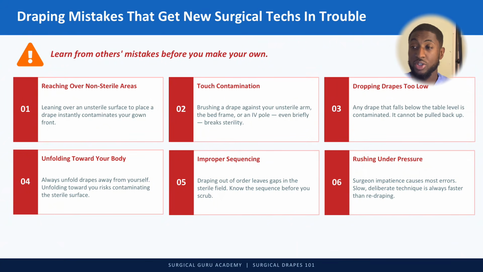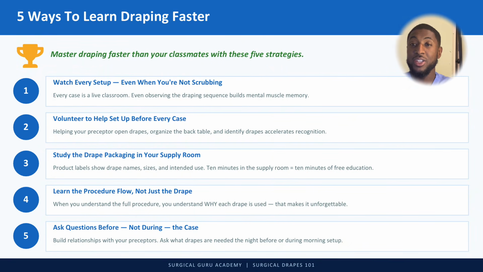And rushing under pressure. Surgeon impatience causes most errors. Slow, deliberate technique is always faster than redraping. All right, page 30. 5 ways to learn draping faster. Master draping faster than your classmates with these 5 strategies.